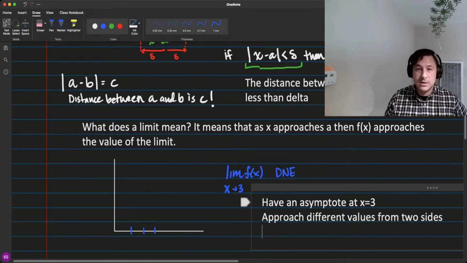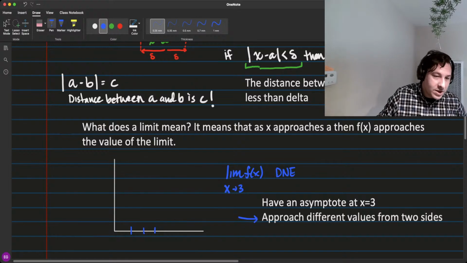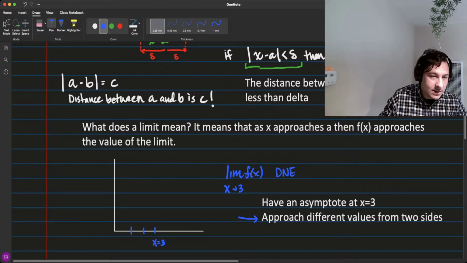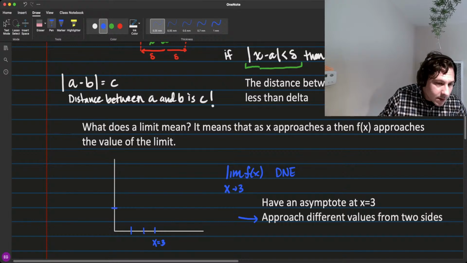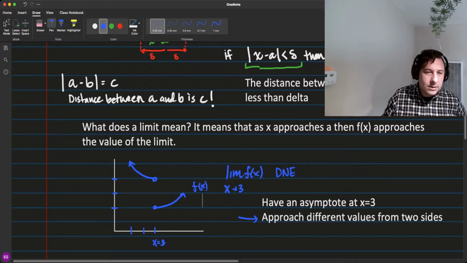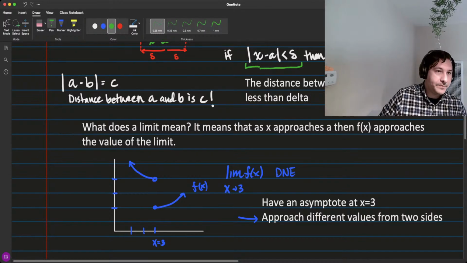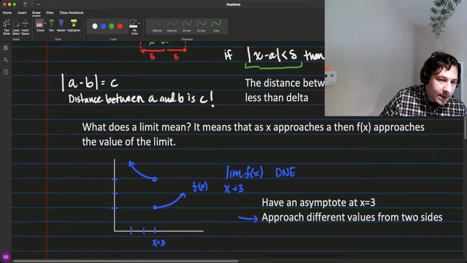So like here, let's just do this one. What I could do with the function, here's x equals 3 right here. I could have my function do something like this. Let's say 1, 2, 3. My function could do this from the left, and my function could do that from the right. Okay, so in this case, the limit as x approaches 3 does not exist. Okay, now let's talk about why. Let's make that look a little nicer.